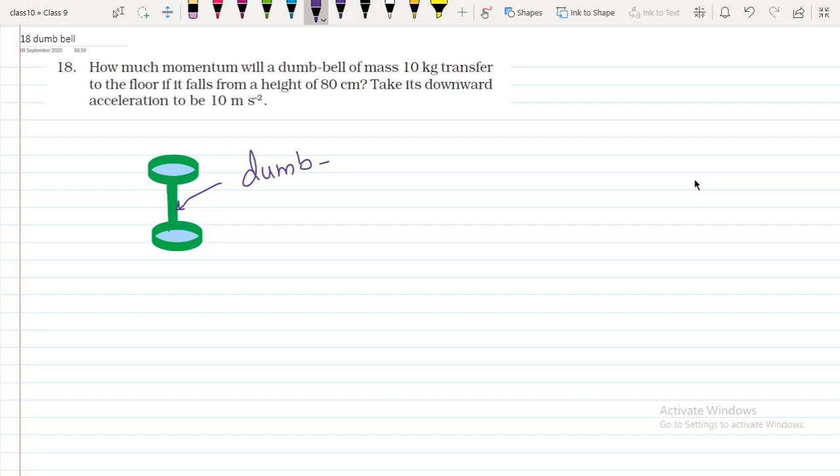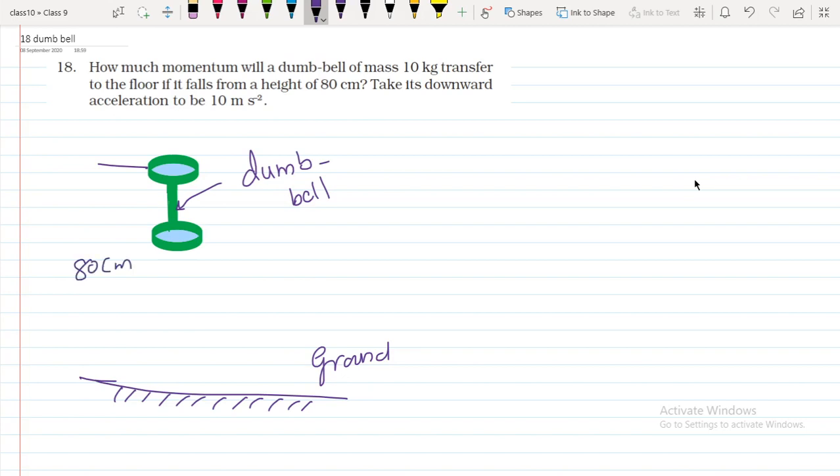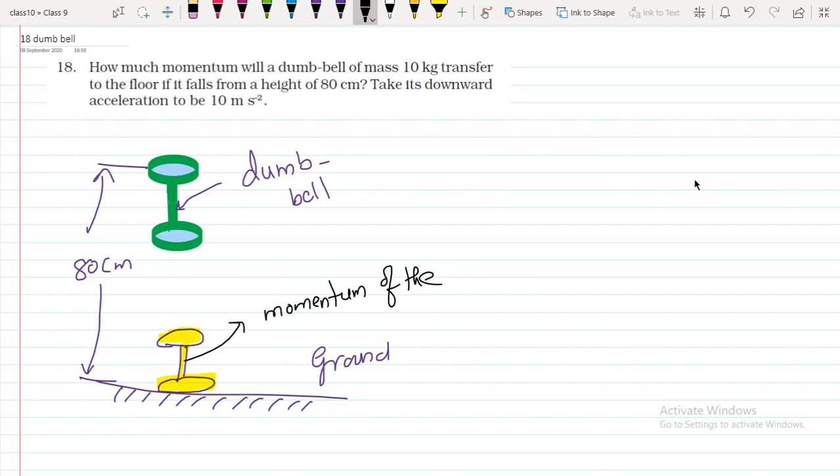So you know that this one is used to do the exercise, dumbbell. So the dumbbell is 80 centimeter above the ground. So let this be taken as ground. Now this dumbbell is falling, so it means it will fall on the surface. When it falls on the surface, we need to calculate how much momentum is transferring to the floor. We need to calculate the momentum of the dumbbell.